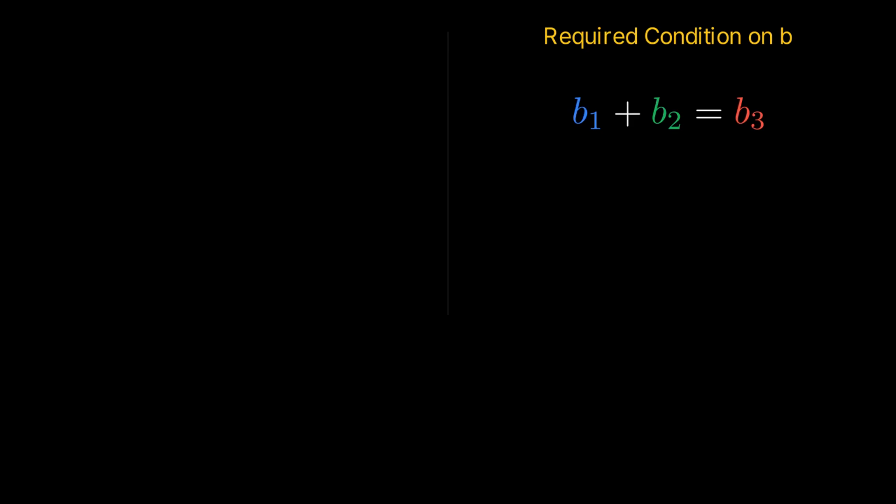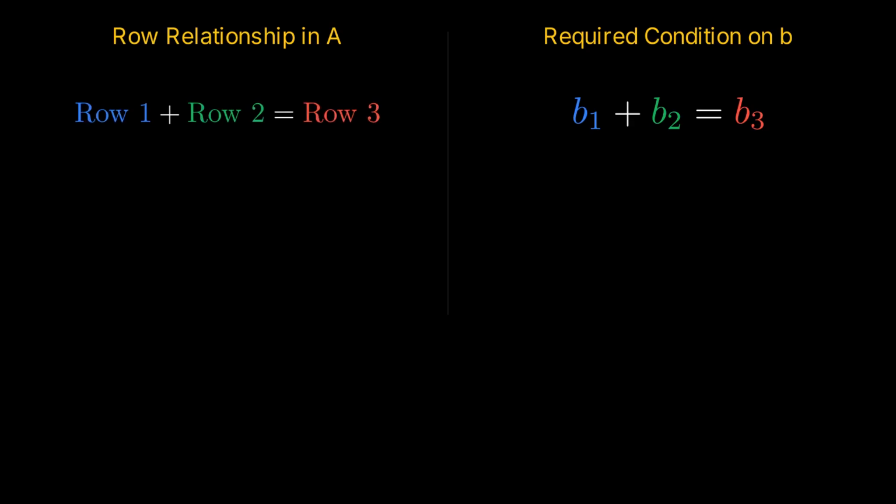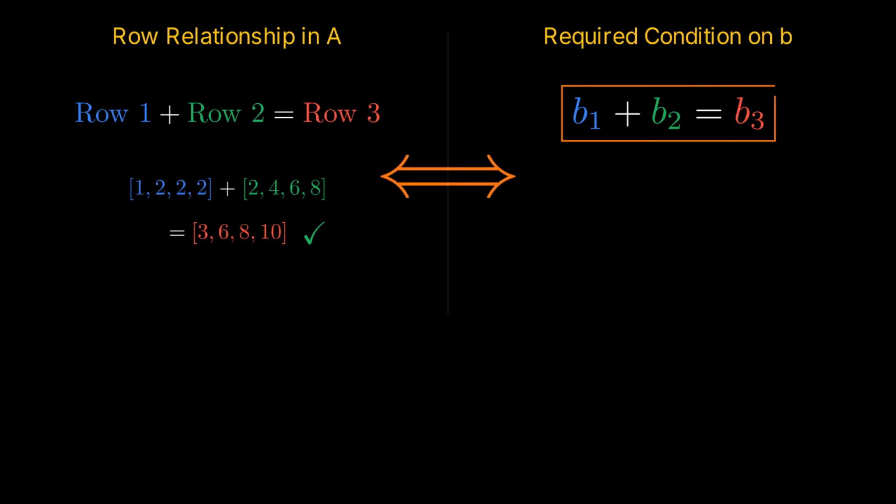So here is the solvability condition. b1 plus b2 must equal b3. Notice where this comes from. The rows of A satisfy a specific relationship. Row 1 plus row 2 equals row 3. Let's verify. 1, 2, 2, 2 plus 2, 4, 6, 8 gives us 3, 6, 8, 10, which is exactly row 3. That exact same relationship must hold for b. Right? b1 plus b2 must equal b3.